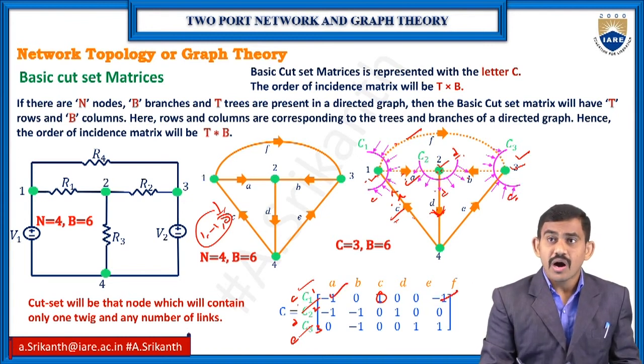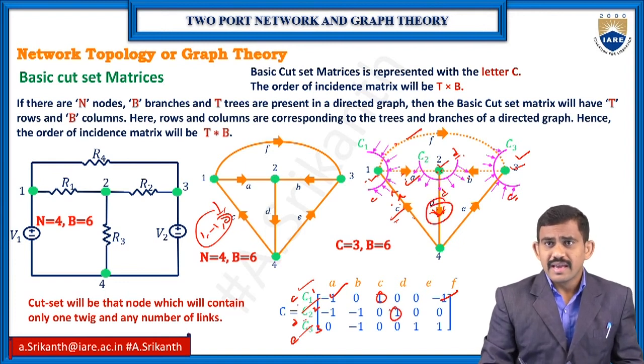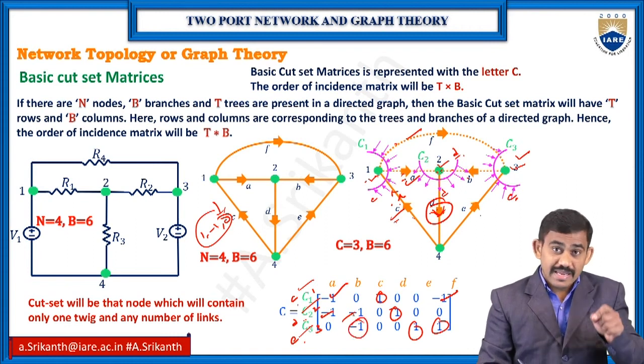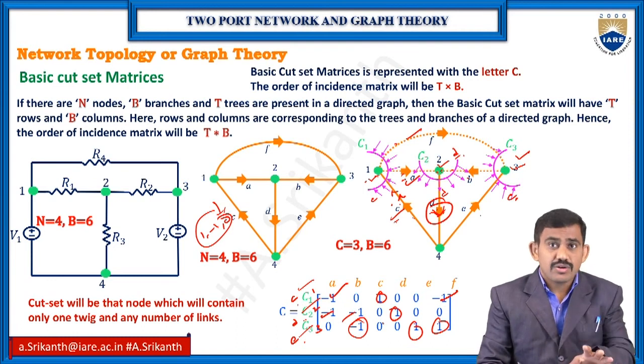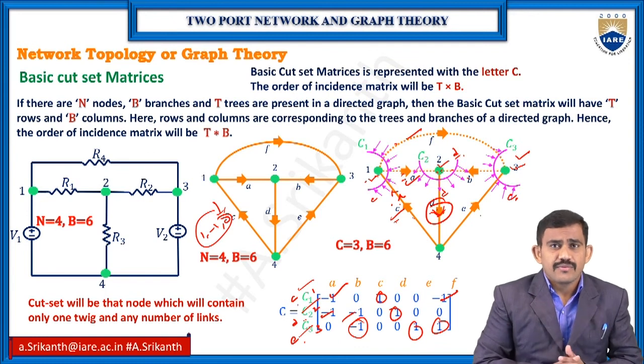And coming to node 2, outgoings are positive. So at node 2, only D is outgoing, and A and B are incoming, so minus. And at node 3, the E branch is incoming and incomings are positive, so E is plus and F is also plus, and B is minus. So depending upon the tree direction at a particular node, we need to follow the values.